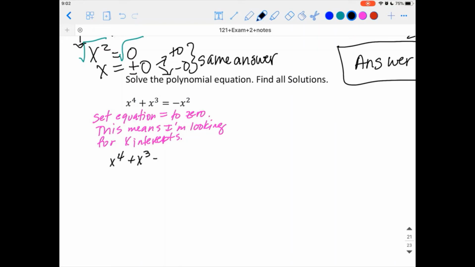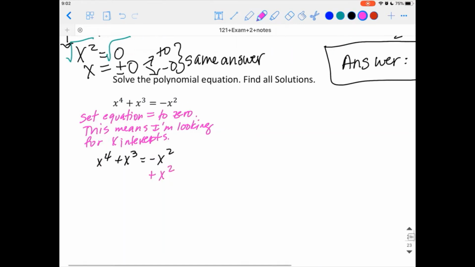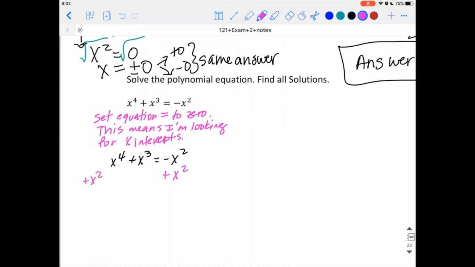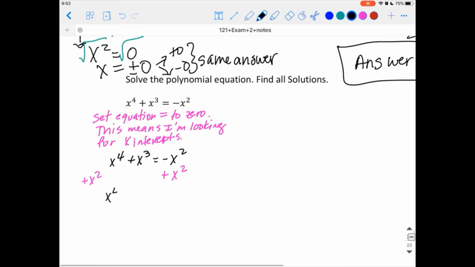So x to the 4th plus x cubed is equal to negative x squared. I'm going to add x squared to both sides, and they don't combine with anything, but I'm going to go ahead and write them in descending power. So this is going to be x to the fourth plus x cubed plus x squared is equal to 0.